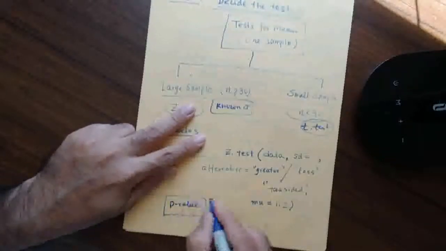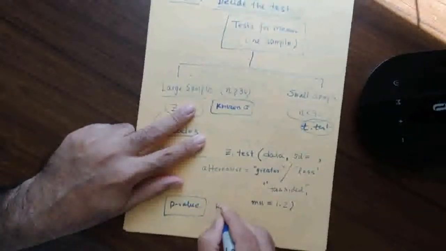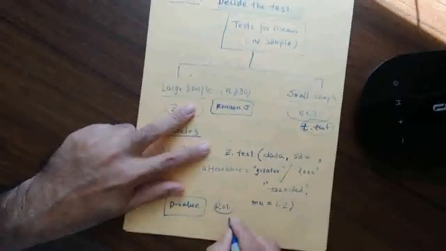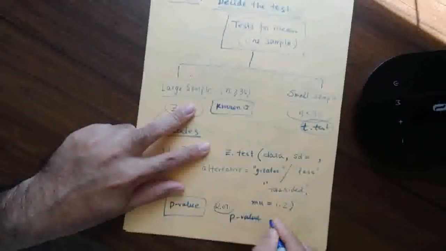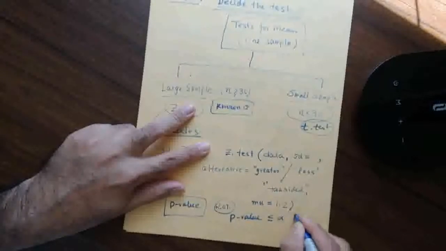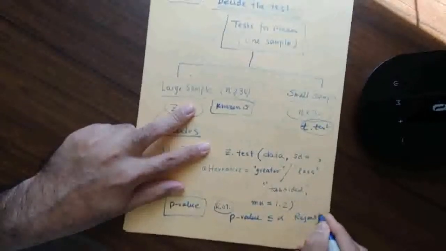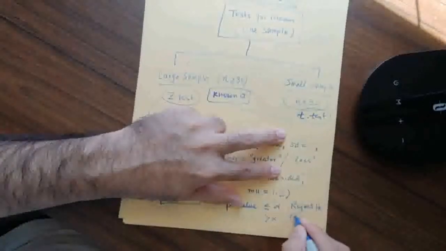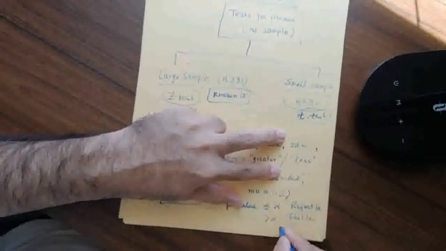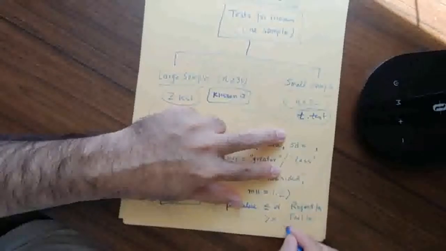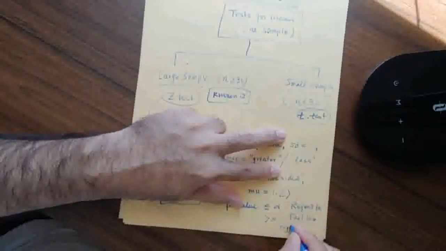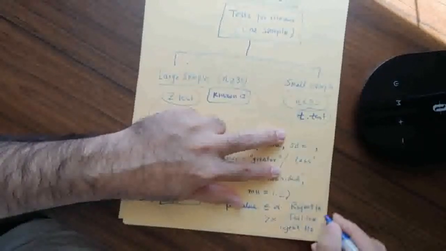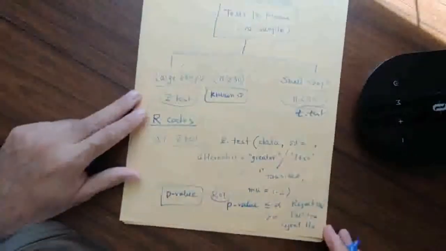Now the rule of thumb is, your p-value, if this is less than or equal to alpha, you reject H naught. If it's greater than alpha, fail to reject H naught. So that is the whole deal here.